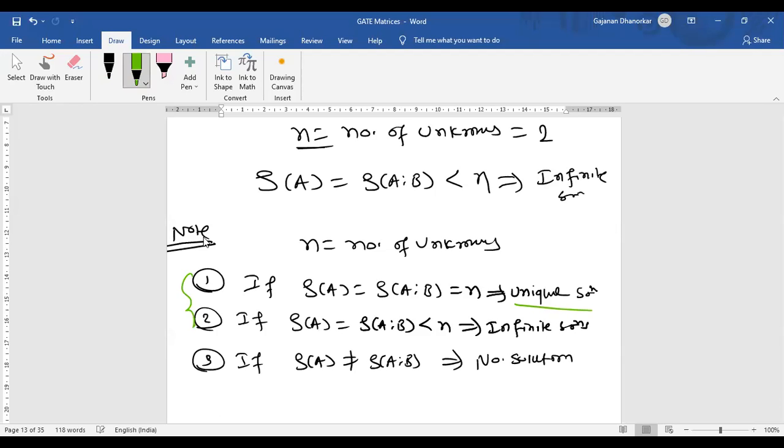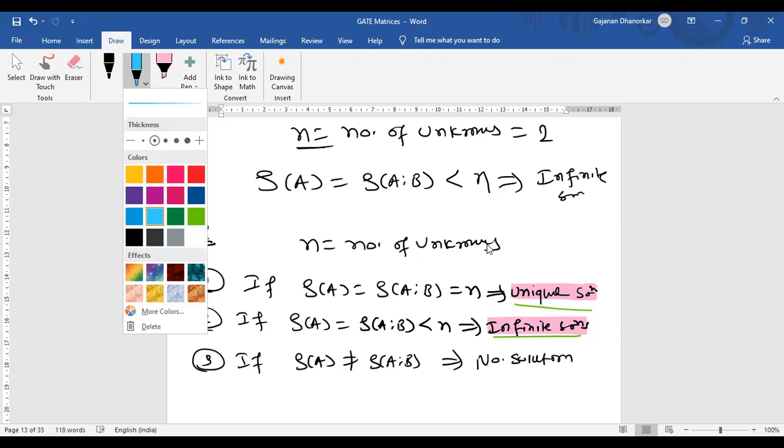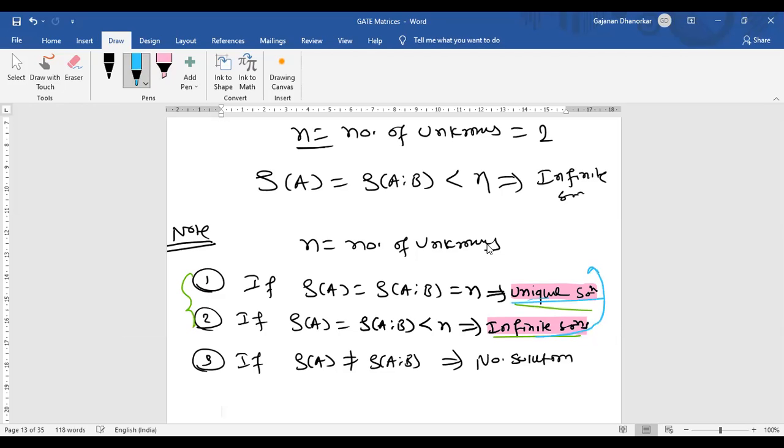Here in both cases we are getting a solution. In one it is infinite, in one it is unique. No problem, but we are getting a solution. Having a solution, such a type of system is called consistent. These two systems are called consistent. What is the meaning of consistent? If our system of equations possesses at least one solution, if we get even one solution, then it is called consistent. Otherwise, it is not consistent, it is inconsistent. This case is inconsistent, having no solution.